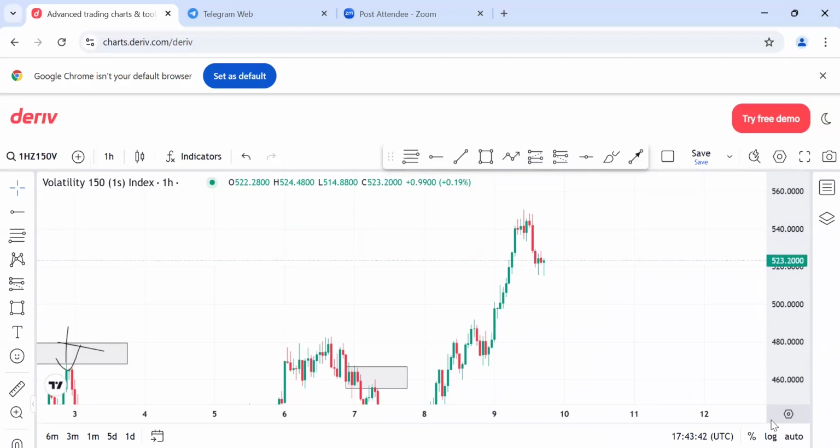So that is it on order blocks. As time goes on, the more chart work we do, we'll understand these formations better.